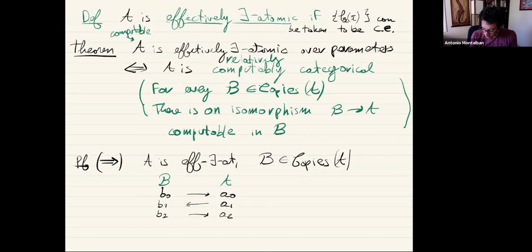And to do this, step by step, we guarantee that... Okay, so let's put a name to this family. Let's call it S. S is the computably enumerable family of all these formulas that define orbits.